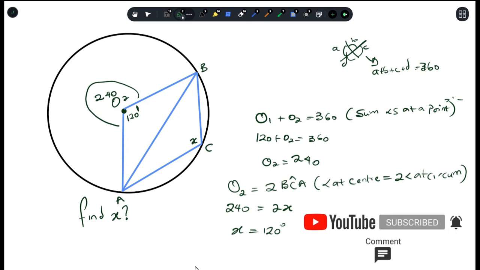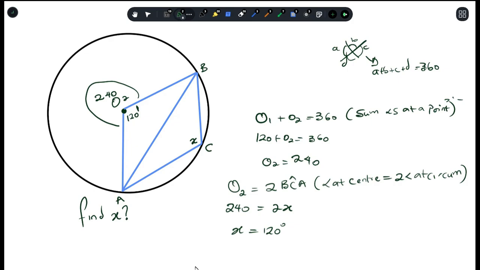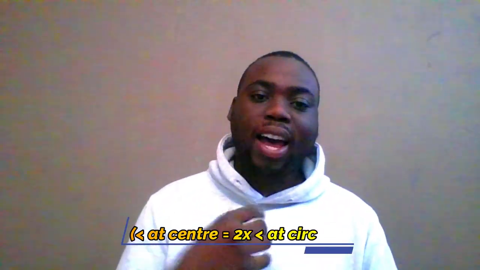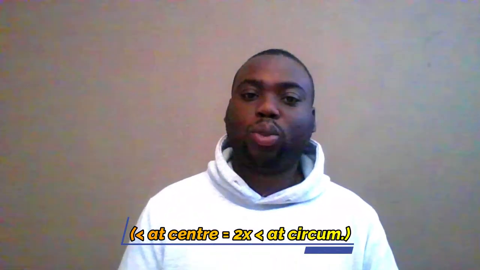So this is how you apply the theorem: the angle at the center of the circle is twice the size of the angle at the circumference. I hope this helps. When you're using this particular theorem, it's very important that you write the reasoning like what you see on the screen. Angle at center is equal to twice the angle at the circumference.